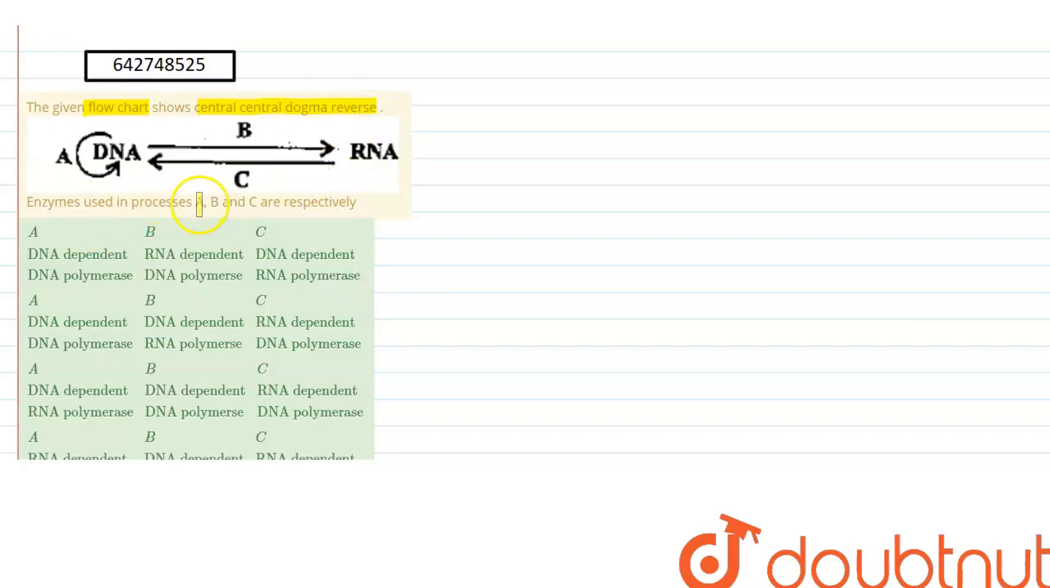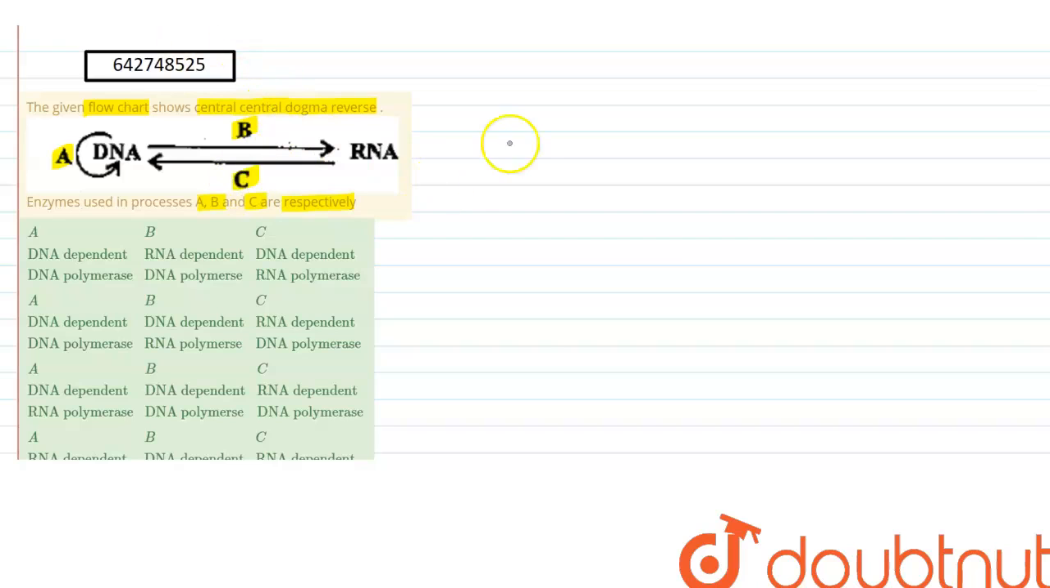Hello students, the question says that the given flow chart shows central dogma reverse. Enzyme used in this process A, B and C are respectively. So this is a picture representing the process of central dogma reverse, and we need to find out the enzymes which are involved in A, B and C process.